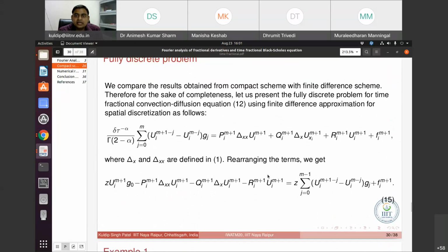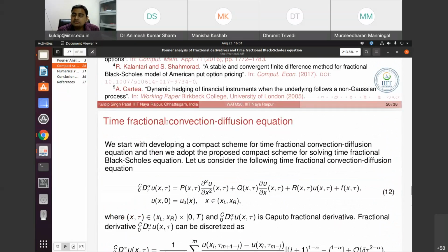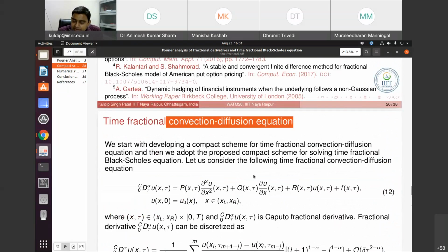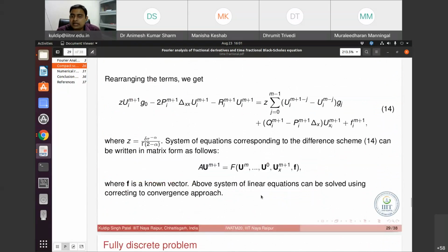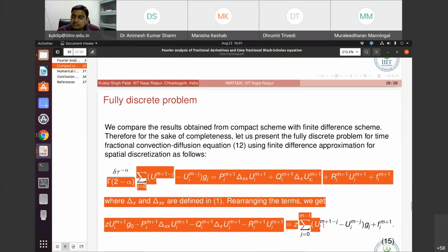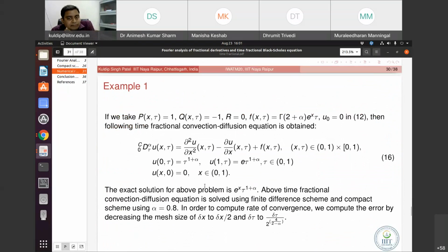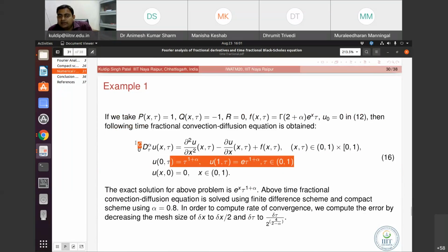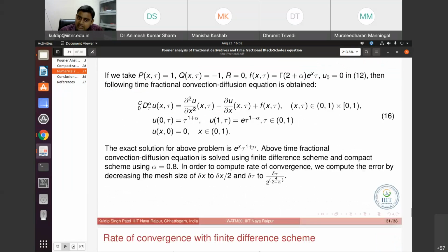So we solved this time fractional convection diffusion equation with the finite difference method also, just to compare the results and see what we are getting. So this is the finite difference method for this time fractional convection diffusion equation. These are existing things. And then we took one example using this Caputo fractional derivative with particular coefficients p(x), q(x) and all that. The exact solution is given there.